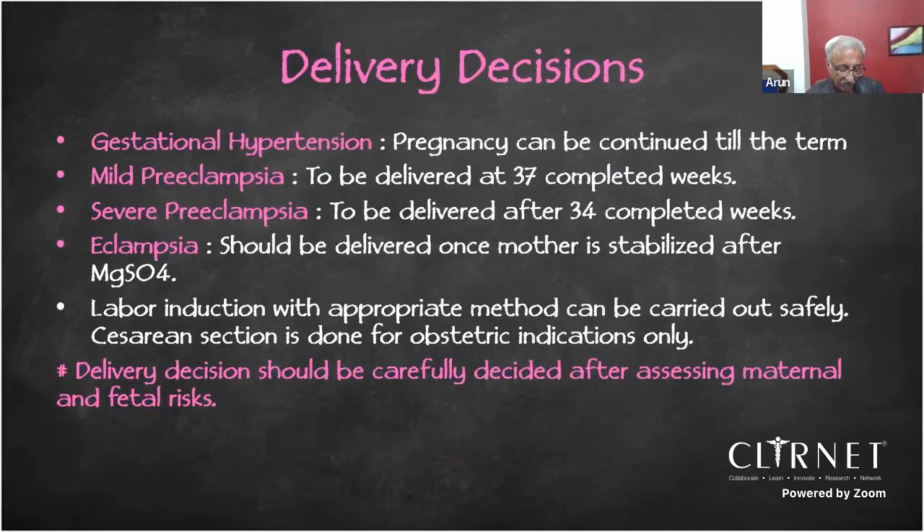How do we decide about delivery? Gestational hypertension, you can take this pregnancy to term. Mild preeclampsia, 37 weeks. Severe preeclampsia, 34 weeks. Eclampsia should be delivered once the mother is stabilized after giving magnesium sulfate. Depending on the gestation and the Bishop score, you can think of delivering by cesarean or labor induction, whatever is possible, right?